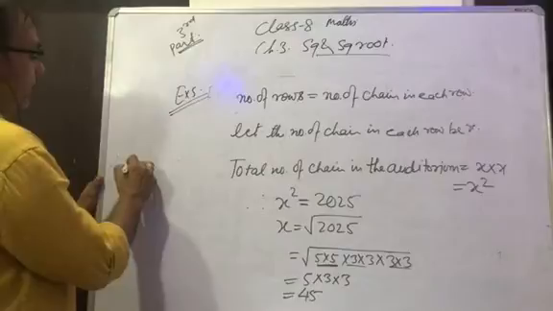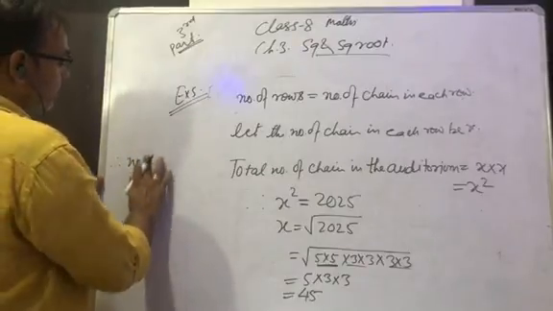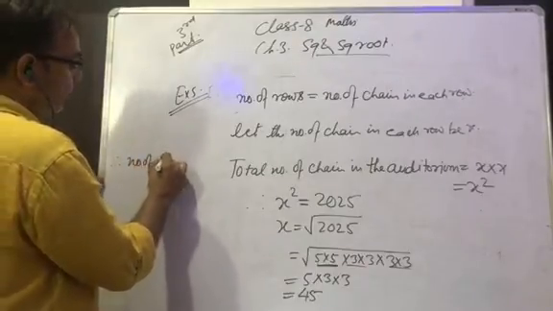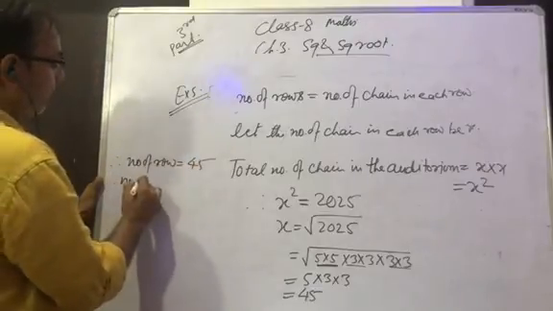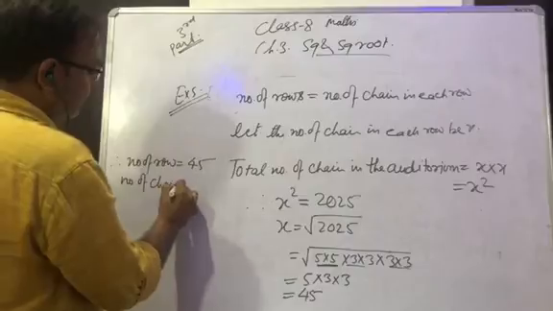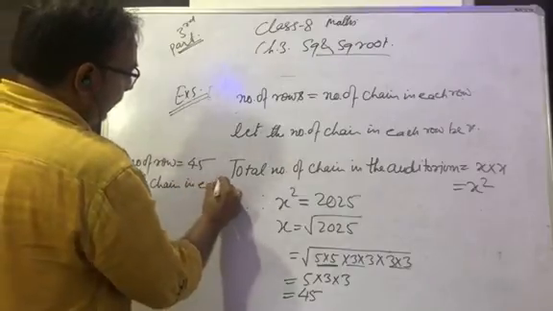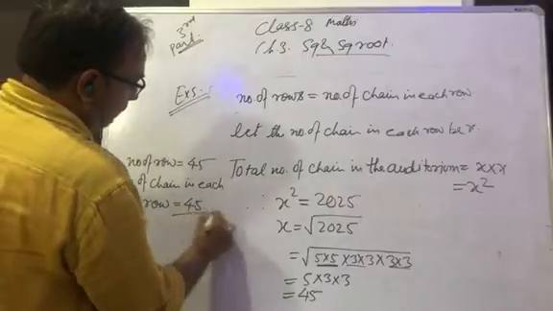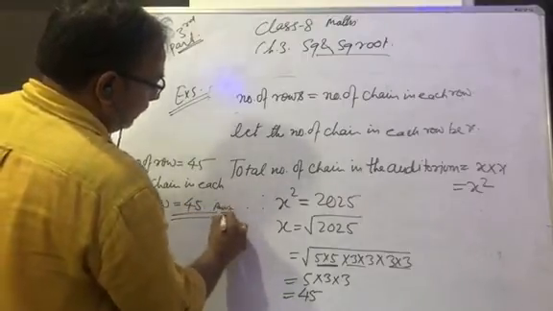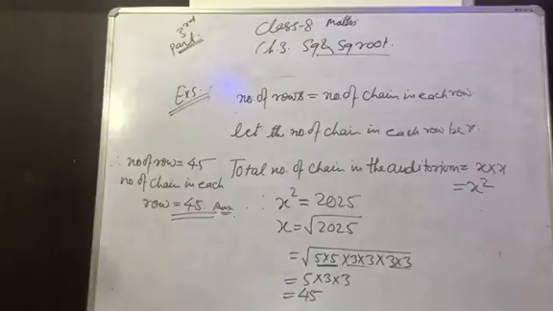Therefore, the number of rows is equal to 45. The number of chairs in each row is equal to 45. This is the answer for this question. Now, is everyone clear about this question?